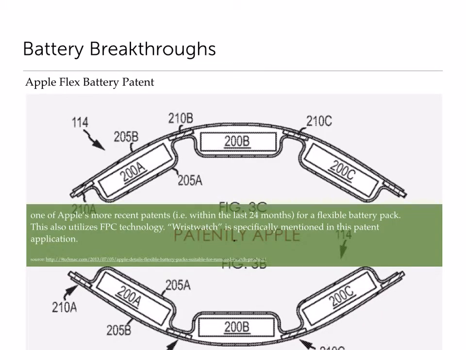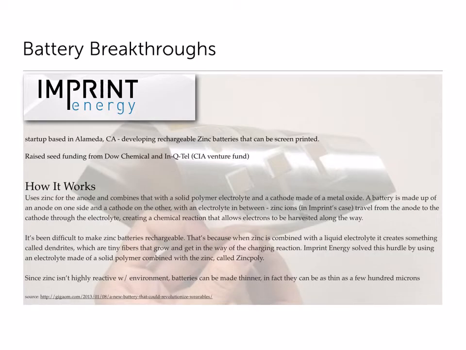Apple actually released a flex battery patent. The design constraint of the battery is well known, and there's a lot of research and a lot of technology going into really trying to optimize that and improve that. A startup in this space is Imprint Energy. They're based right across the bay in Alameda in the East Bay, and essentially how it works.